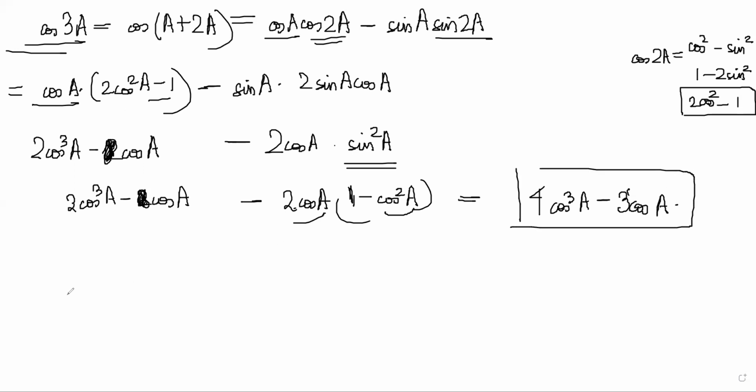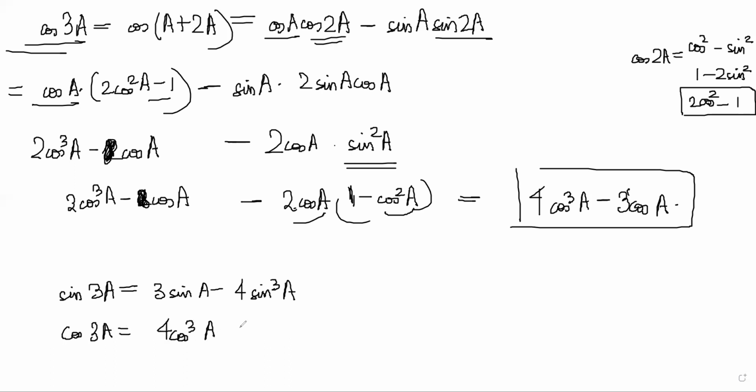Okay. So I get two new formulas. I get sin 3A as 3 sin A minus 4 sin cube A. And I get cos 3A as 4 cos cube A minus 3 cos A, right? These two I'm getting. You understand? Yeah, I just need a while to take it in. I just need a while to go over the steps again.